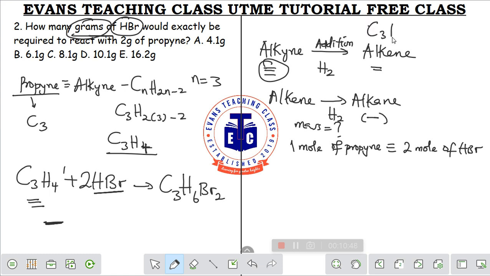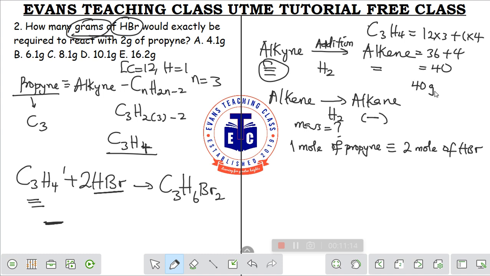You know propane is C3H4, right? Now what's the molar mass of propane? You know that C is 12, H is what? 1. So let's do that now. So C will now be what? 12 times 3 plus 1 times 4. So what do we have? 36 plus 4. So what do we have? 40. So that's our answer. So that's the molar mass of propane. So now we have 40 grams.